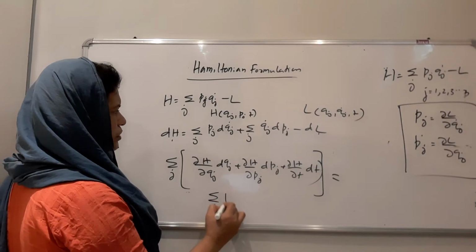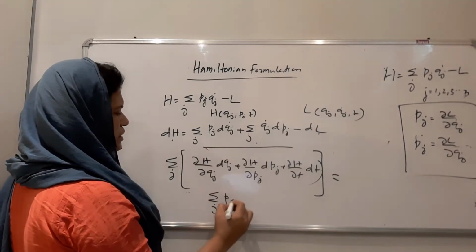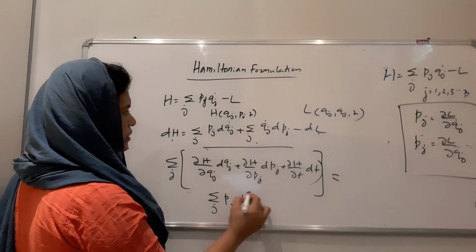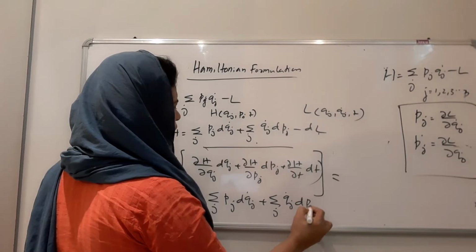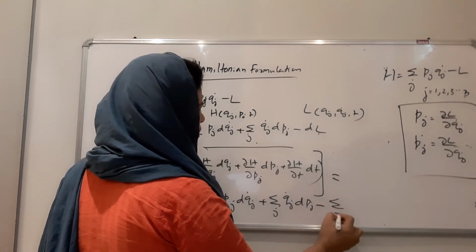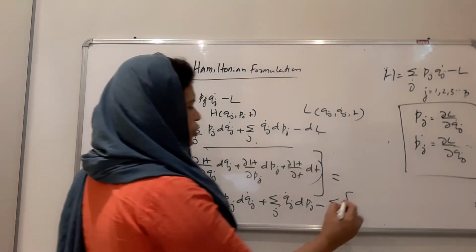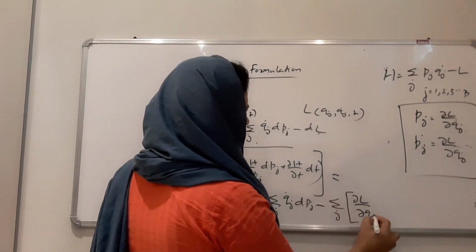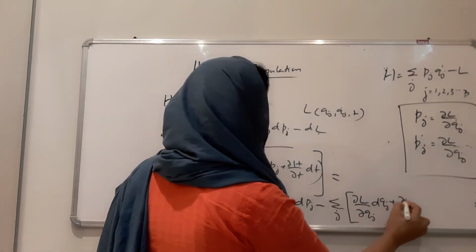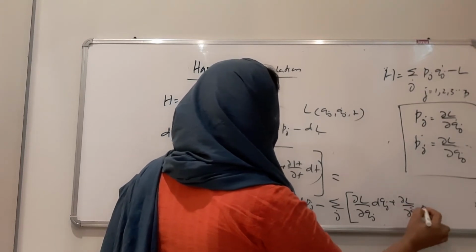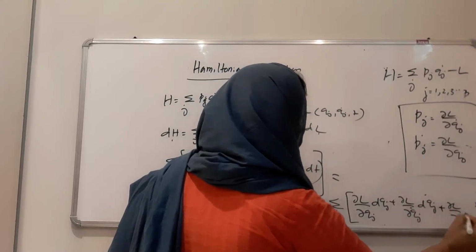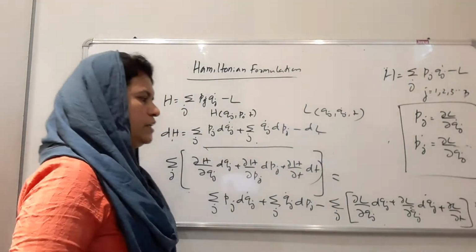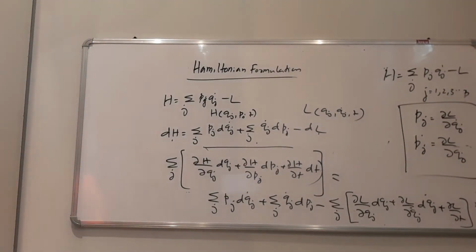Now coming to the right hand side, this is equal to sigma j, these two terms we can write just like that, pj dqj dot plus sigma j qj dot dpj, minus sigma j dL. What is dL? dL is equal to ∂L/∂qj into dqj plus ∂L/∂qj dot into dqj dot plus ∂L/∂t dt. These are the equations when differentiating the above equation on both sides.